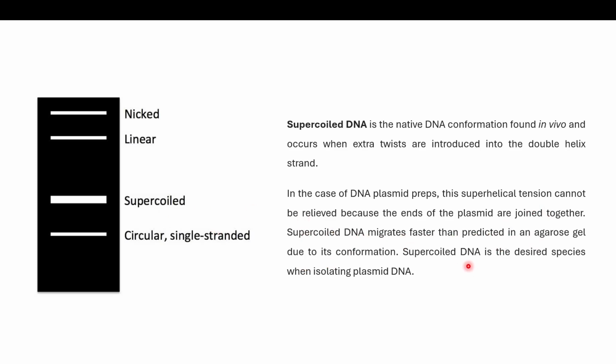Supercoiled DNA is the desired species when isolating plasmid DNA, which suggests that your DNA is completely intact, without any nicks or any other single-stranded portions present in your plasmid.